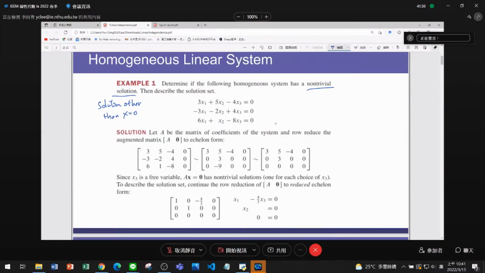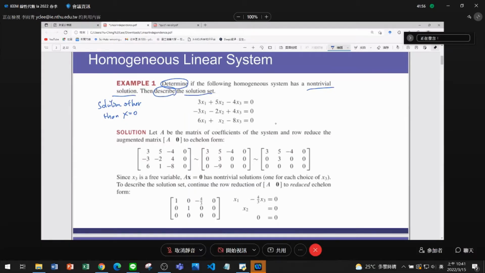The first part is that we first need to determine, follow the order. 照着指令去做。第一件事情，我们必须要先决定是不是有 x，x 为非零的情况出现。然后第二步，必须要去描述它的 solution set 是怎么样。Solution set.